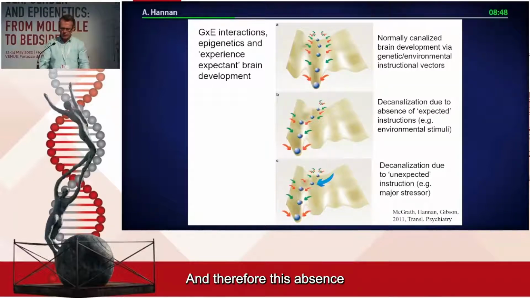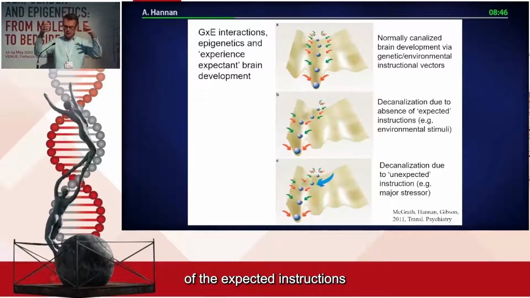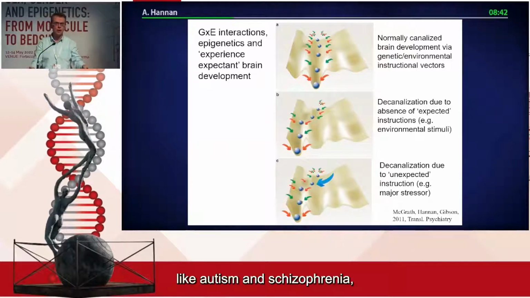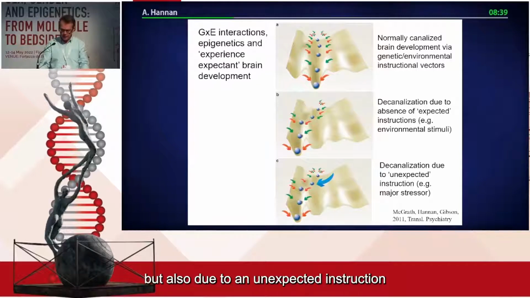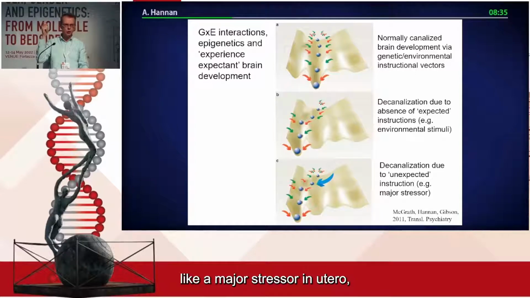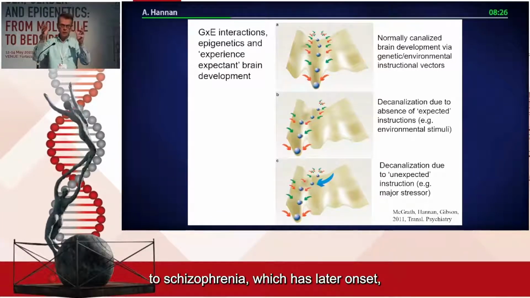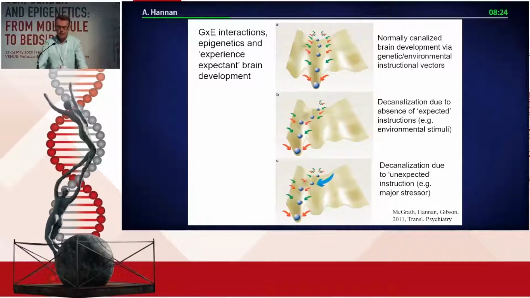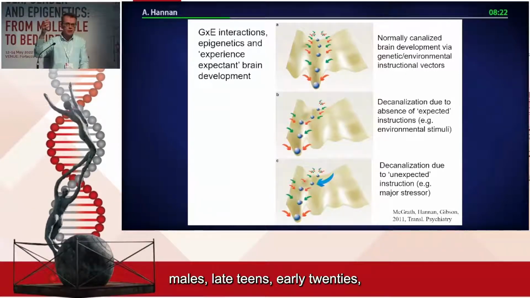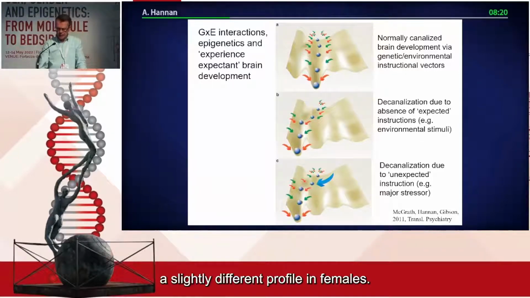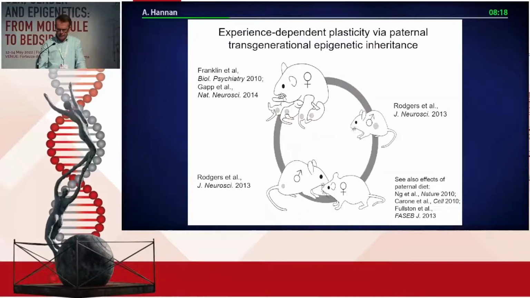And therefore, these absences of the expected instructions can decanalise development, which we think may be relevant to disorders like autism and schizophrenia. But also an unexpected instruction, like a major stressor in utero, may be relevant to both autism and schizophrenia. And then in adolescent critical periods, it may be particularly relevant to schizophrenia, which has later onset, usually in males, late teens, early 20s, with a slightly different profile in females.